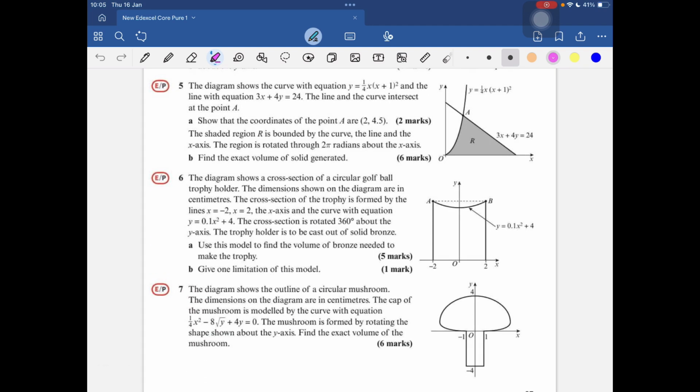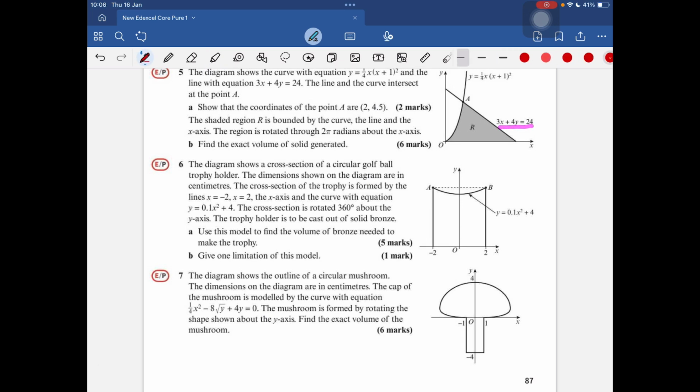So we start with number 5. This diagram shows the curve and the line, and A, the coordinate of the point A, which is the intersection point. So here y equals (24 minus 3x) over 4. Then 24 minus 3x becomes x cubed plus 2x squared plus 4x. I just cancel the over 4 on both sides. So x cubed plus 2x squared plus 4x minus 24 equals 0.